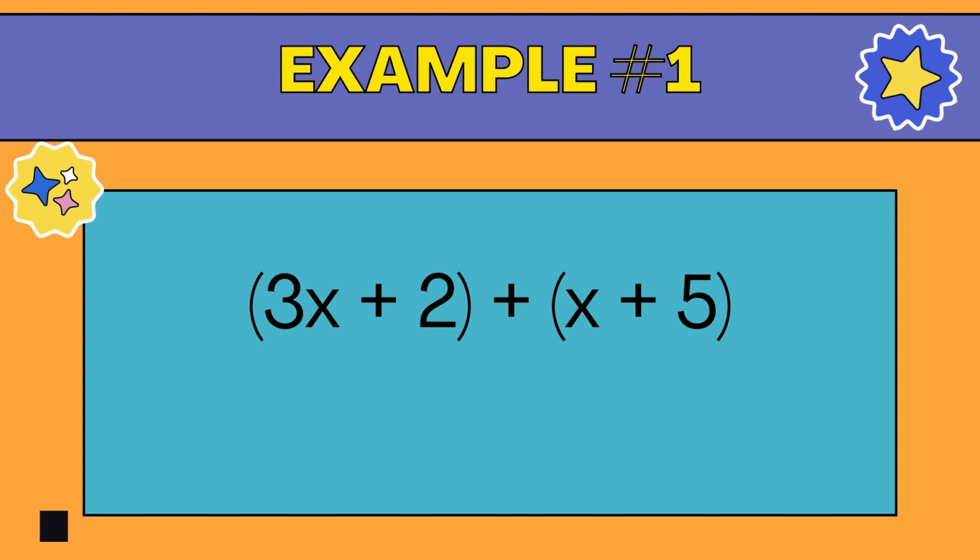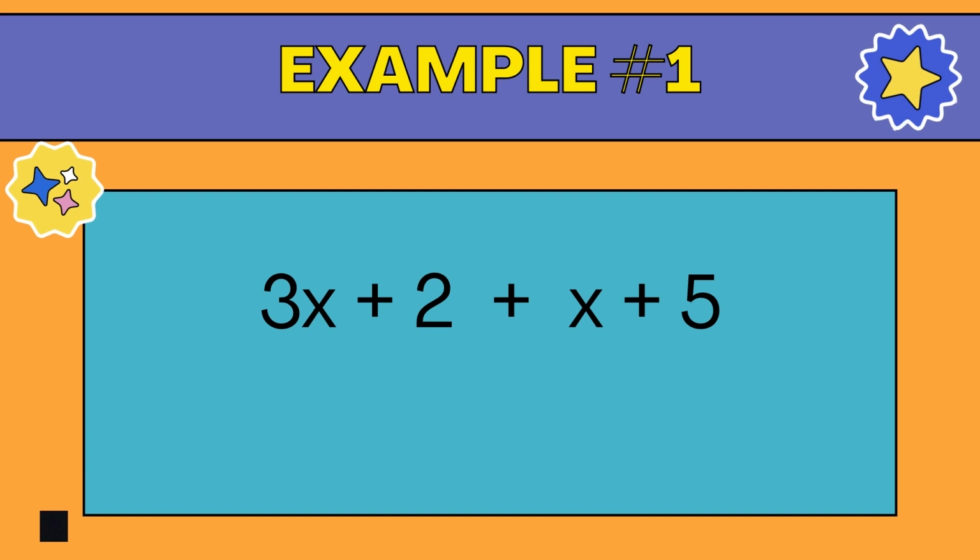3x plus 2 plus x plus 5. Notice I just took away the parentheses. That's because when we're adding expressions together or adding terms together, if there's nothing negative and nothing being subtracted and no distributive property, we really don't need those parentheses. It was just separating the two expressions. So now we just have a large expression that needs to be simplified by combining like terms.